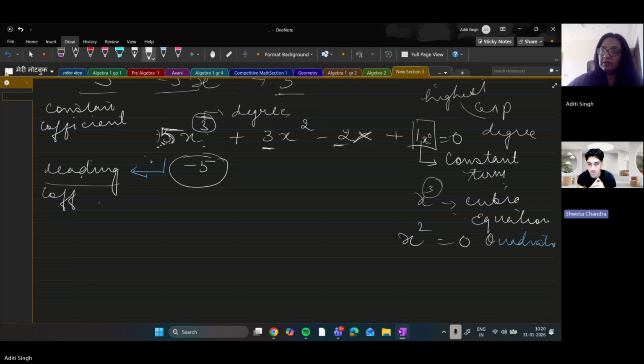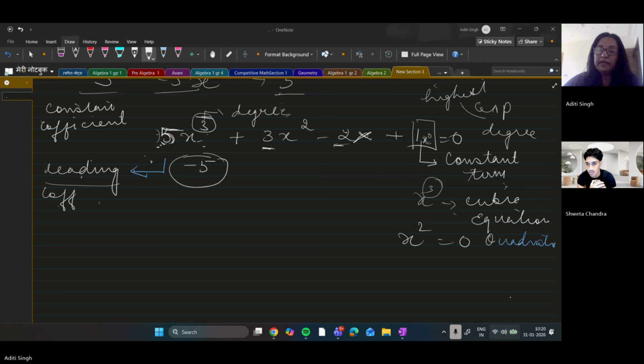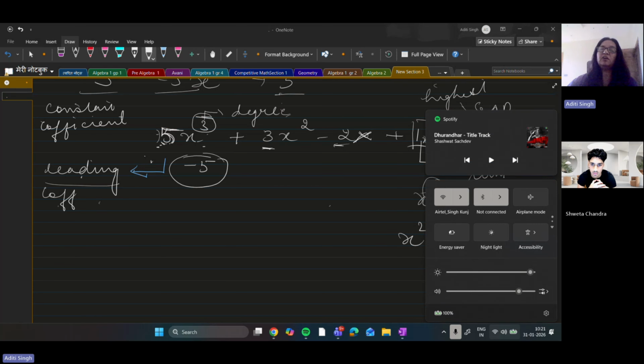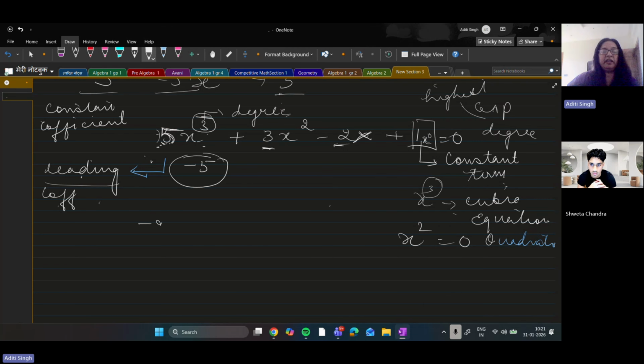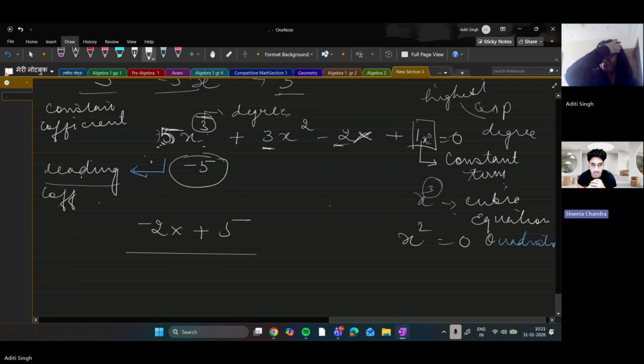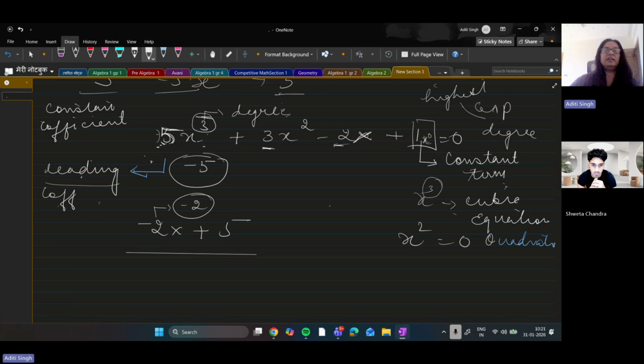Would negative 2x, negative 2, still be the coefficient? Yes, -2 is a coefficient, but it is not the leading coefficient. But if it is written -2x plus 5, for example, then what is the leading coefficient here? Negative 2. -2 is the leading coefficient. Very much clear? Yeah.